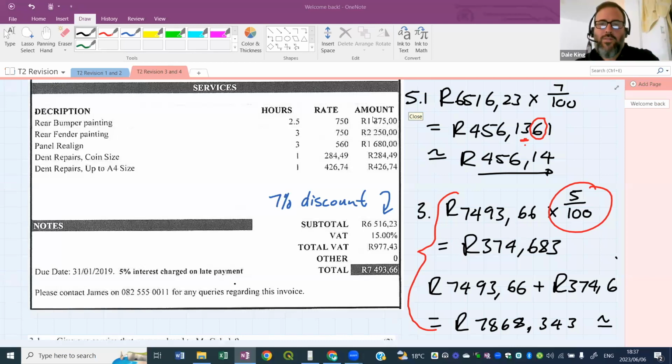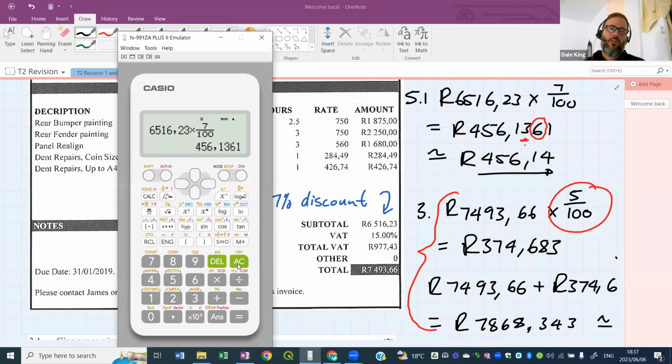What's your question? I wanted to ask if we had put the 100 underneath the subtotal instead of the 7%, is that still correct? Yeah, the answer is still the same. It should still work. Let's try. So it doesn't matter. No, it doesn't matter. Different teachers teach different methods. It's mathematically still the same thing.